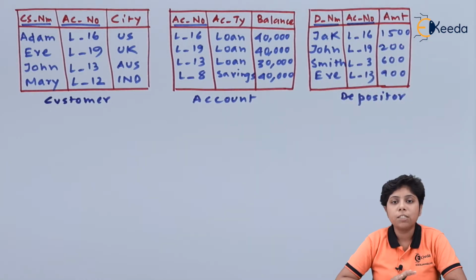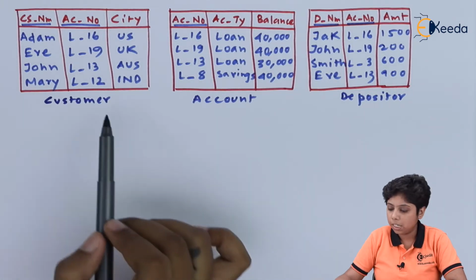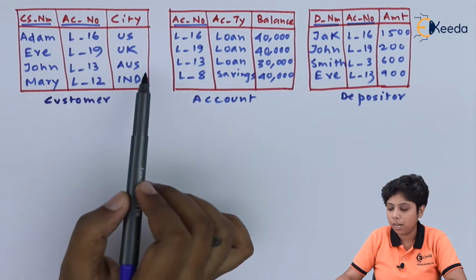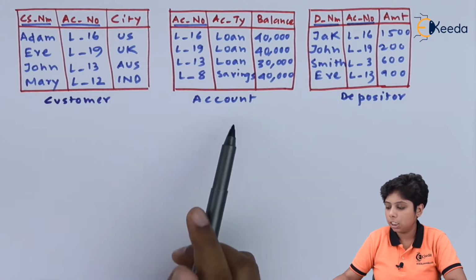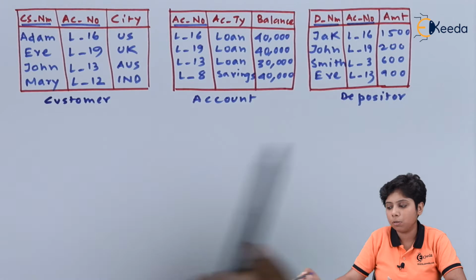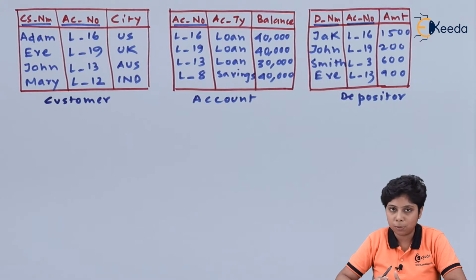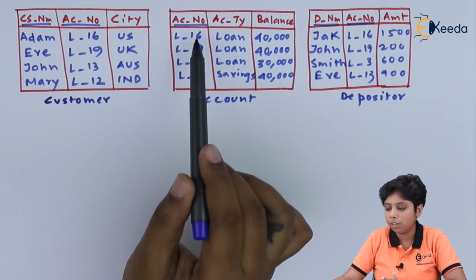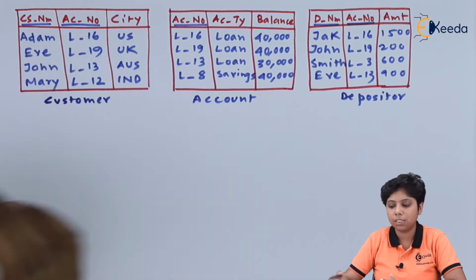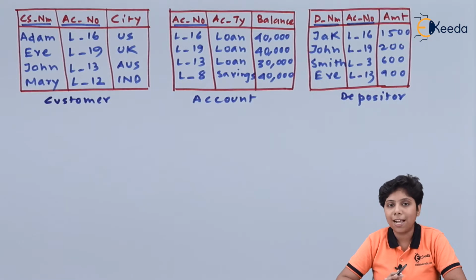Here we are using three different relations: customer, account, and depositor. The customer has the customer name, their account number, and the corresponding city they live in. The account has account number, account type, and the remaining balance. And the depositor is a person who deposits an amount to a particular account, so it has the depositor name, account number, and amount. Say, in this depositor, the primary key is a combination of depositor name and account number. For account, it is account number, and for customer, it is customer name and account number to give the full identification. Now let us move on to the natural join.